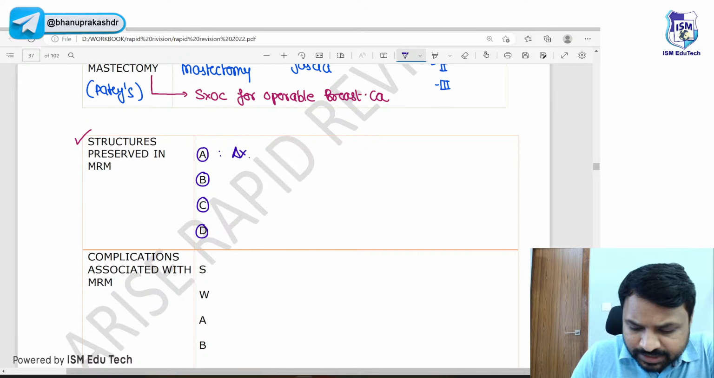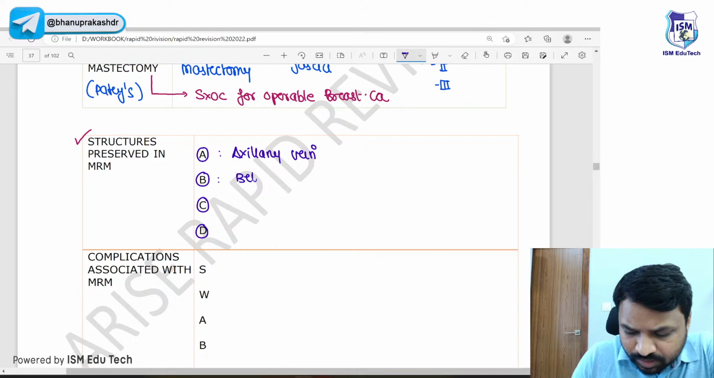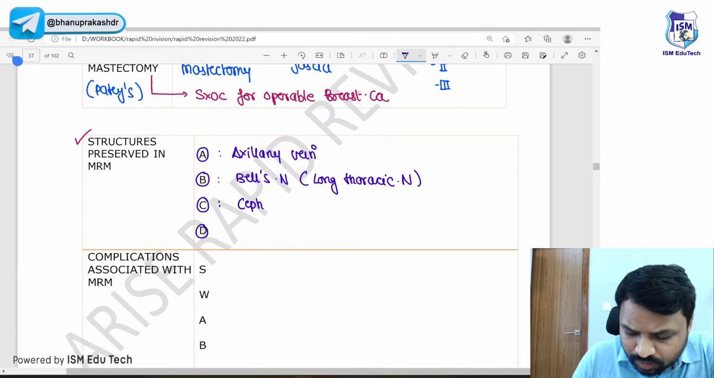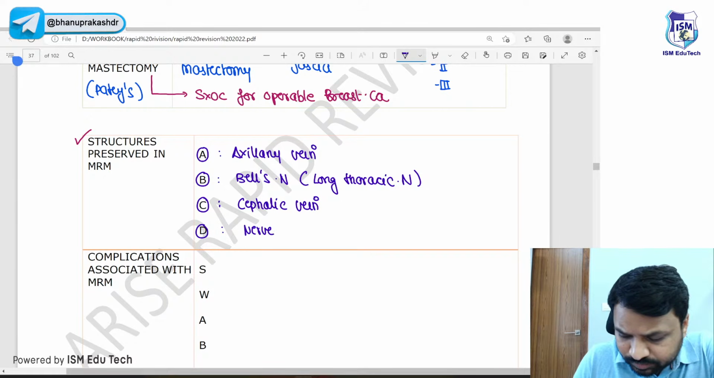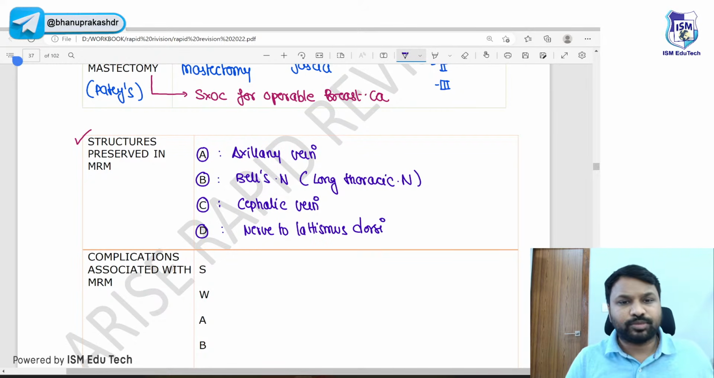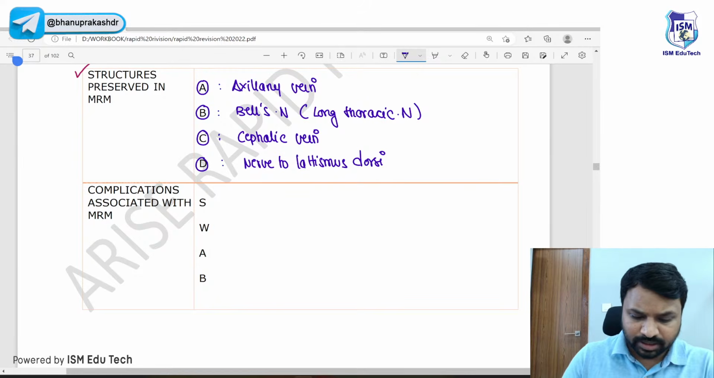A stands for axillary vein. We have to preserve the axillary vein. B stands for Bell's nerve, that is your long thoracic nerve. C stands for cephalic vein. And D stands for nerve to latissimus dorsi. It is the nerve to latissimus dorsi that has to be preserved, right? So these are the structures that should be preserved in modified radical mastectomy.